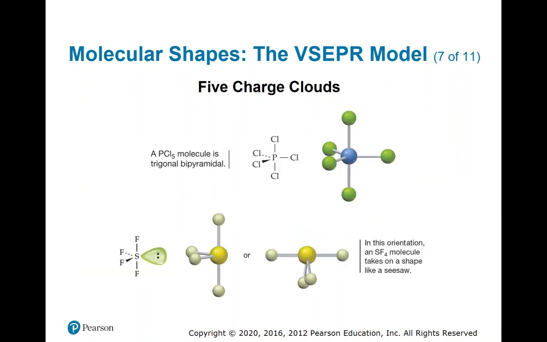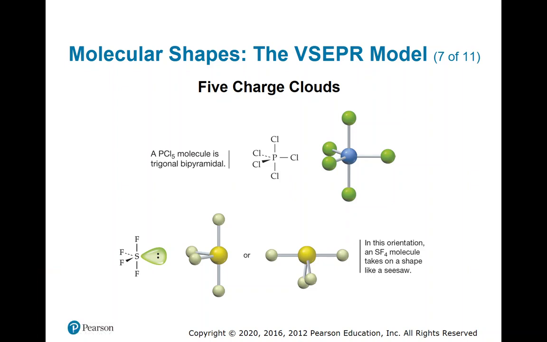Now, since the base shape is a trigonal bipyramid, if we have a situation where we have a central atom and 5 atoms attached to it, like in phosphorus pentachloride, PCl5, all 5 of those chlorine atoms are exactly the same size, and so this is going to be pretty much the ideal trigonal bipyramid, and so the molecular geometry here is referred to as trigonal bipyramidal.